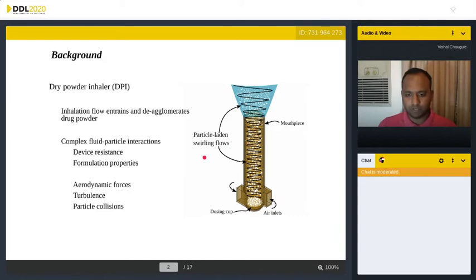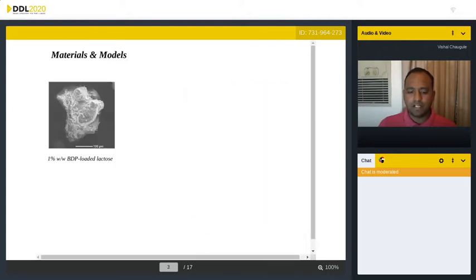We also have the action of aerodynamic forces, turbulence, and particle collisions coming into the picture. So in order to improve DPI performance, it's imperative that we study and understand these complex processes comprehensively. We propose to do that using three complementary methods of in vitro deposition, particle image velocimetry, and computational fluid dynamics.